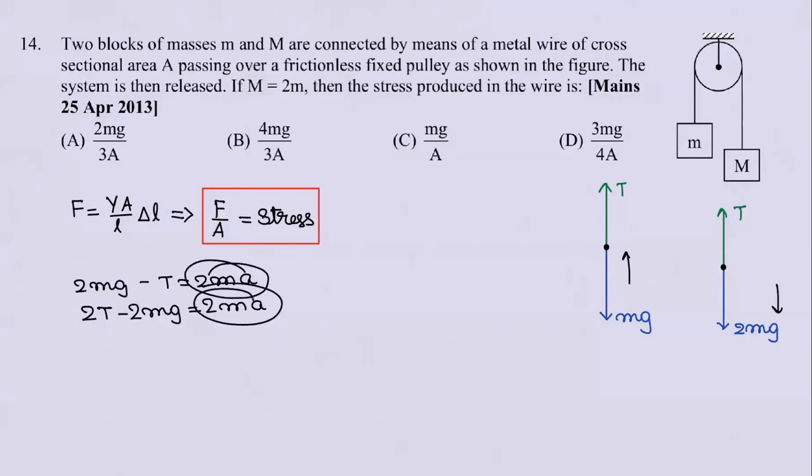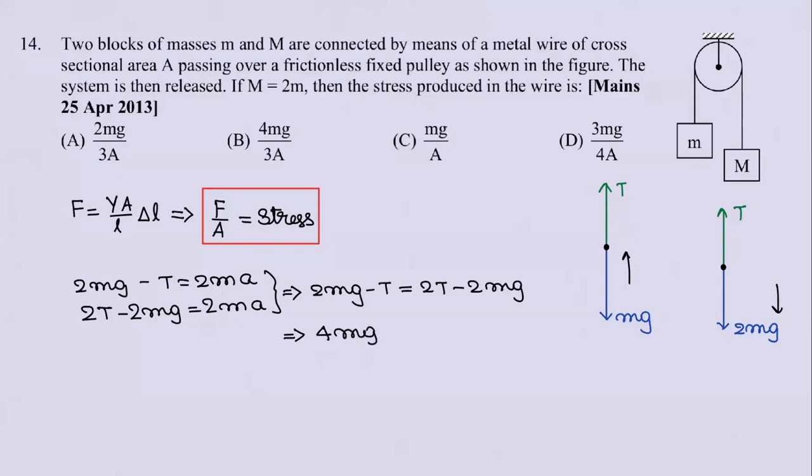Now these two I can equate. I can eliminate a with ease. That implies 2 mg minus T is equal to 2T minus 2 mg. So if you rearrange them, that implies 4 mg by 3 is equal to T. Yeah, if you want stress, divide by area A. So the answer is 4 mg by 3A.